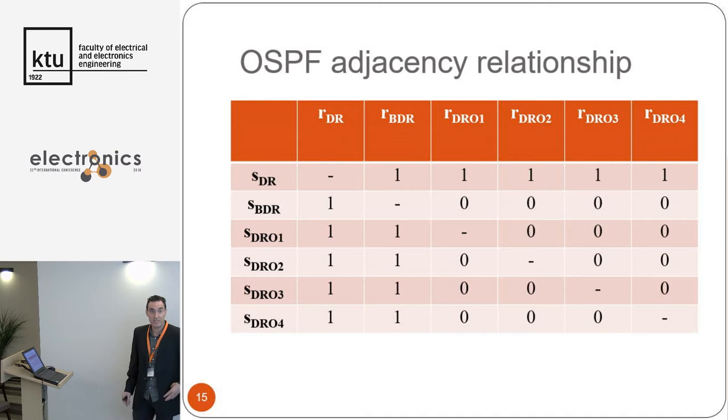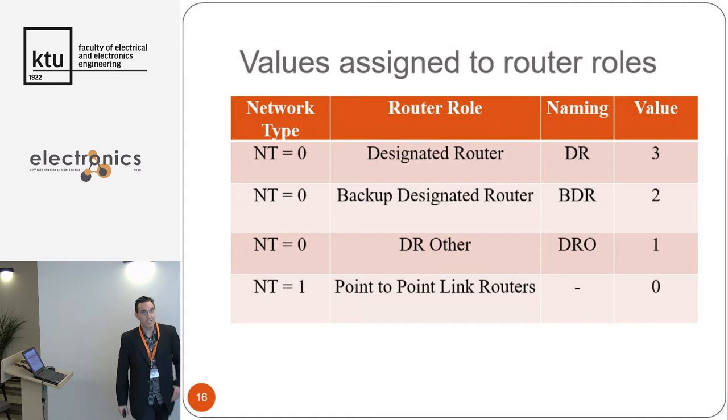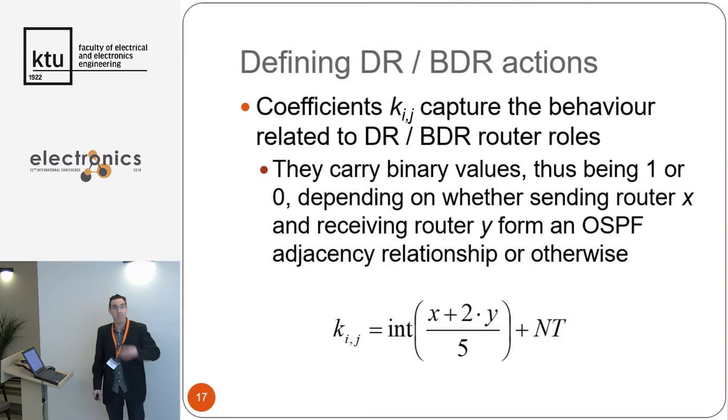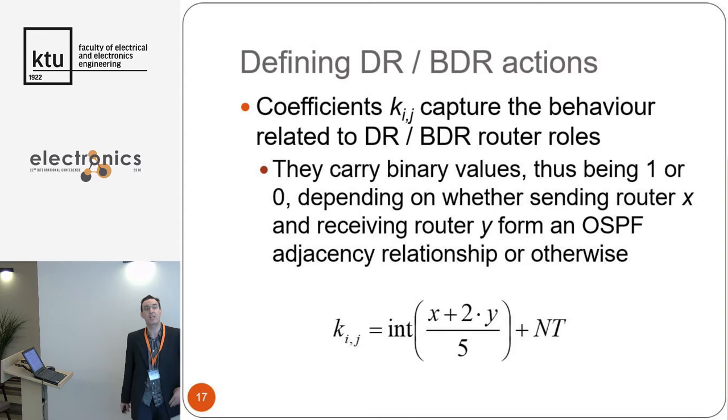So we just need a mathematical expression in order to put this into a shorter form. We distinguish between network type 0 or 1. If network type is 0, we associate different values to the different types of routers. The DR is 3, the backup DR 2, all the other DRs would be 1, and for point-to-point links it is 0. The mathematical expression we created is the integer division by 5 of x plus 2y plus nt, where nt carries 0 or 1, a binary value, x is the sending router and y the receiving router.